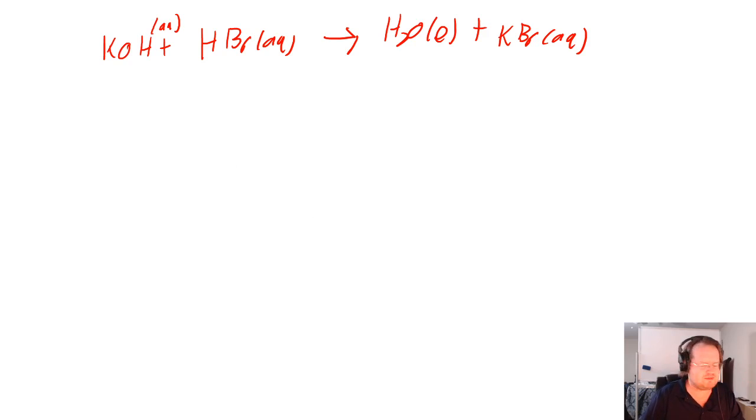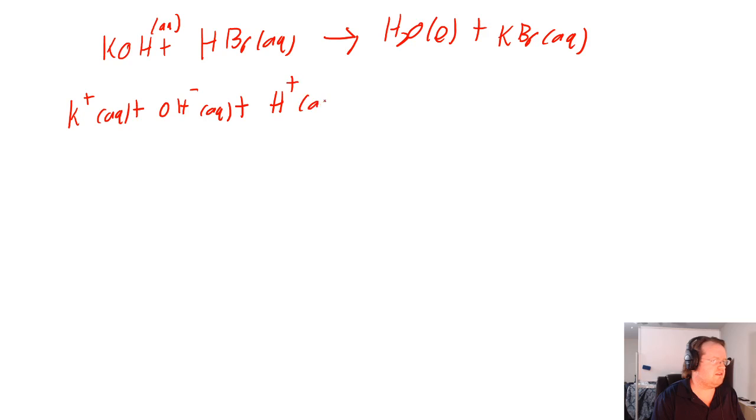Please actually finish. Okay, hopefully you paused me at some point during that little piece and you actually did this. So let's come up with our complete and our net ionic. To do this, first we need to see what it breaks apart into. So we have K plus aqueous plus hydroxide aqueous plus H plus aqueous plus Br minus aqueous. So no polyatomics in this one to worry about.